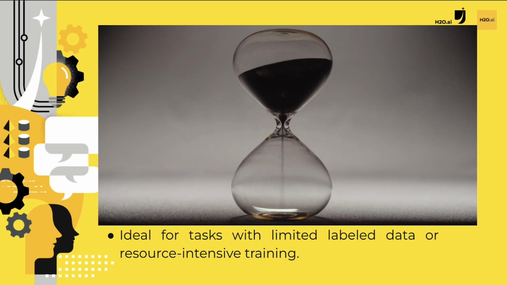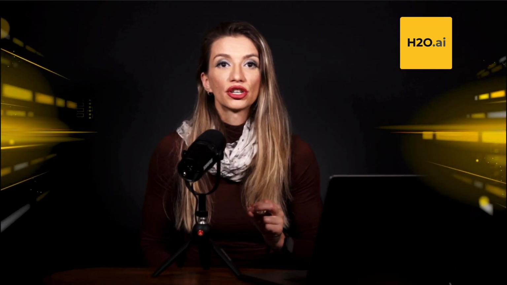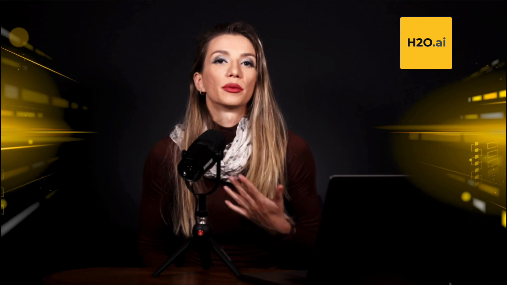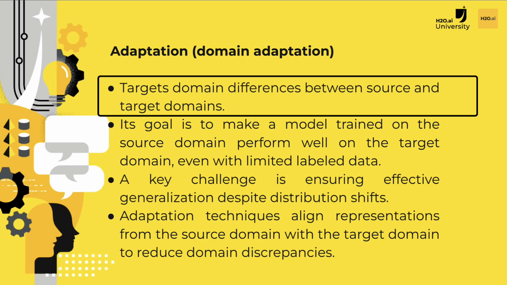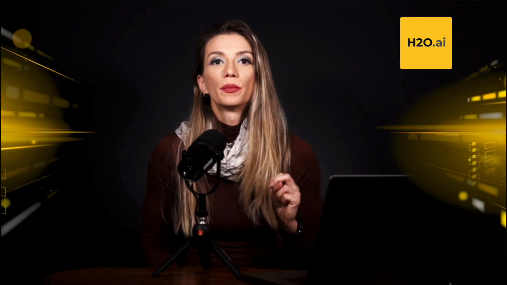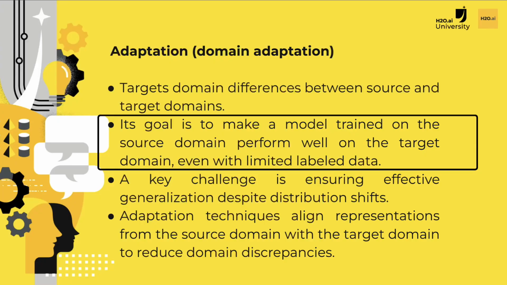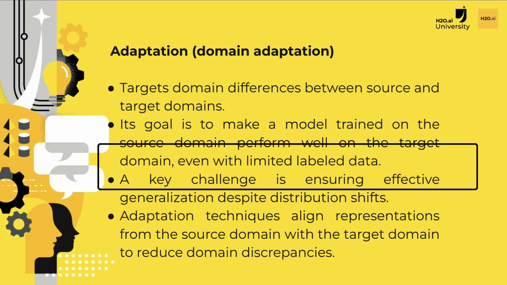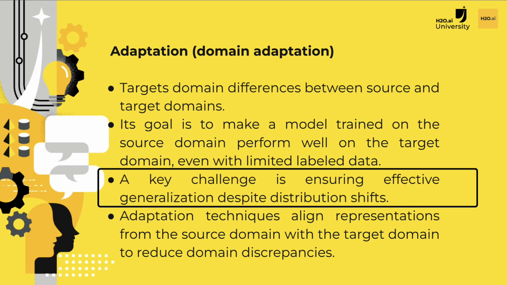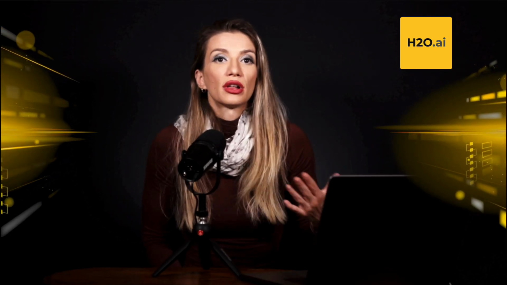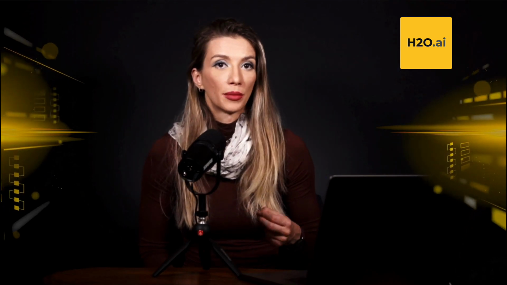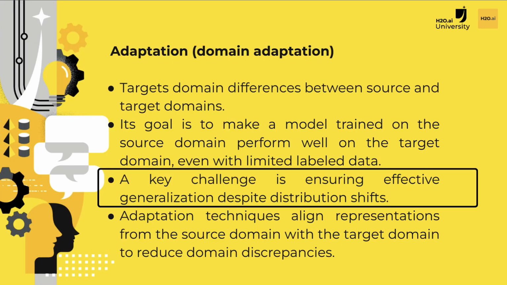from scratch. On the other hand, adaptation, also known as domain adaptation, focuses on addressing domain differences between the source and target domains. It aims to adapt a model trained on a source domain to perform well on a target domain where labeled data might be scarce or unavailable. The key challenge in adaptation is to ensure that the model generalizes effectively to the target domain despite distribution shifts.